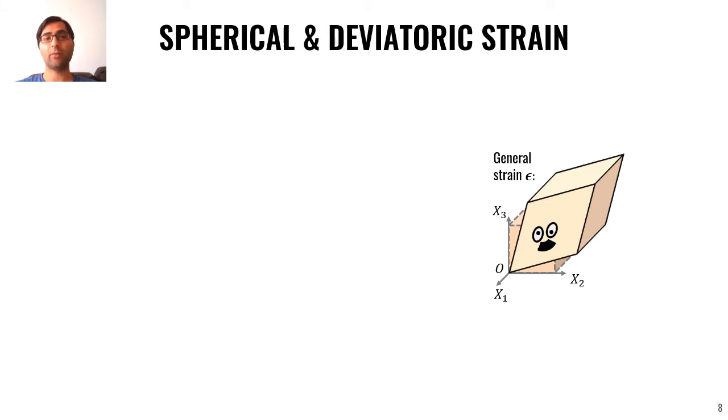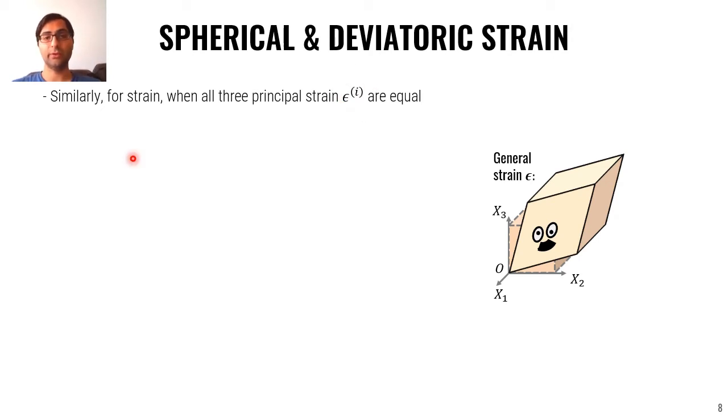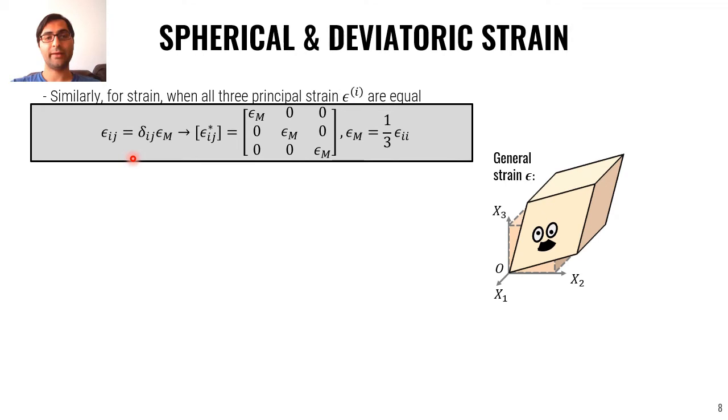We can define the same decomposition for the infinitesimal strain case as well, or in general strain case as well. Assume the strain tensor epsilon. The spherical strain case is the case that the strain tensor is diagonal, with all of the off-diagonal elements being 0, and all the diagonal elements are equal to 1/3 of the trace of the original strain tensor.